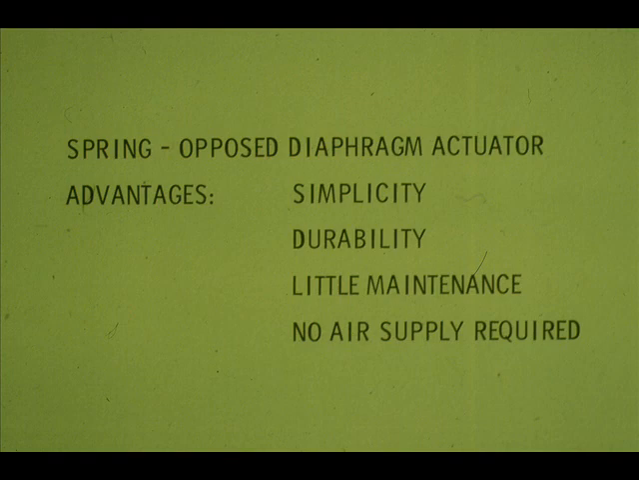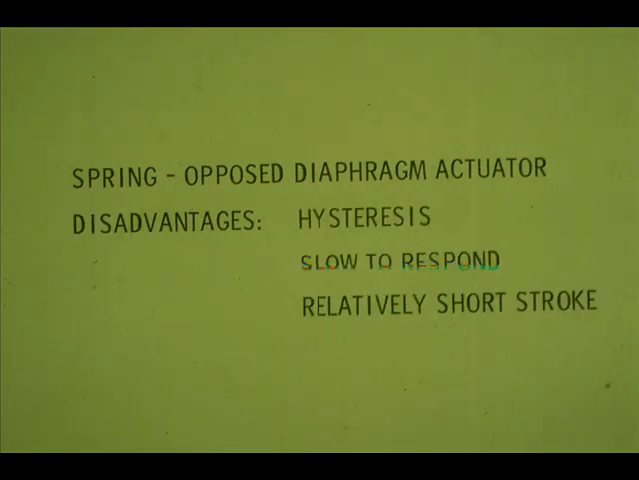The spring-opposed diaphragm actuator is simple and rugged. Therefore, it requires little maintenance. It doesn't need a source of air supply. The spring-opposed diaphragm has some shortcomings. It has hysteresis, or non-repeatability. The time that it takes the actuator to travel from minimum to maximum stroke is relatively long. Its total stroke is relatively short.